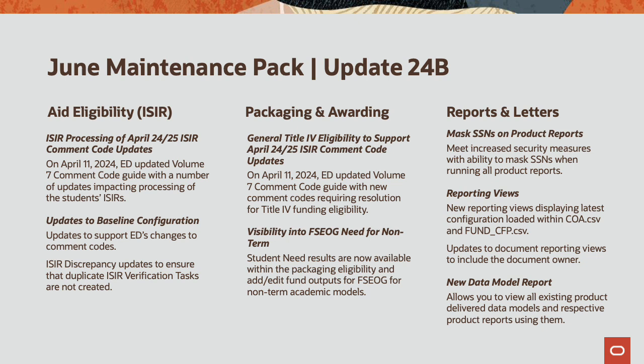We are excited to deliver a customer logged idea that includes the ability to mask Social Security numbers when running product reports. This capability allows you to control how sensitive data, in this case the student's Social Security number, is displayed when rendering product reports, allowing for your scheduled reports to be generated with increased security measures in place for automated delivery. We also created new reporting views to display the latest configuration loaded within cost of attendance and fund CFP workbooks, and updated document reporting views to include the document owner.